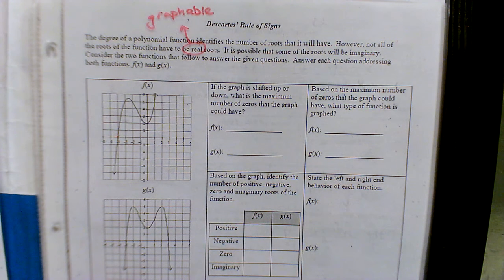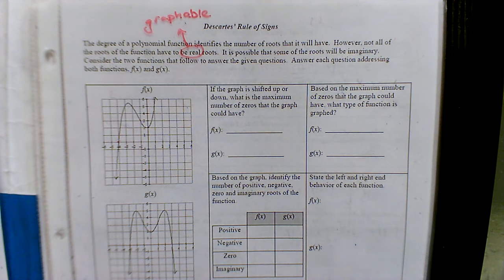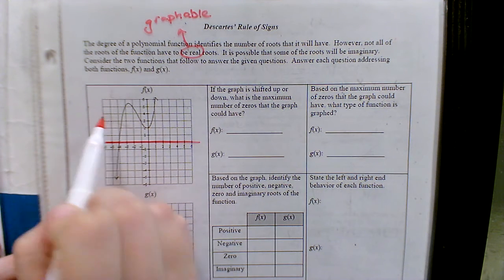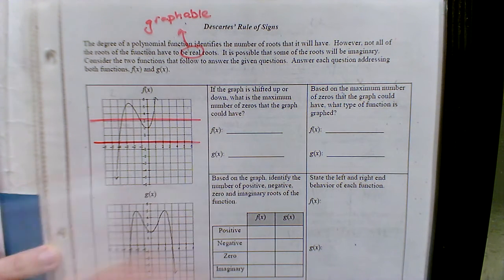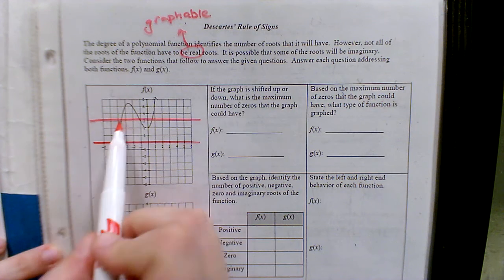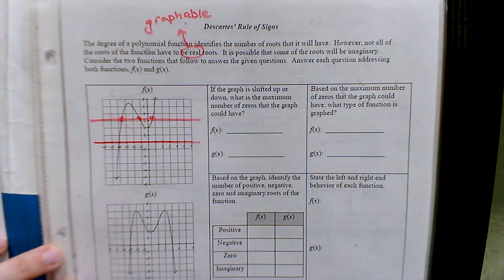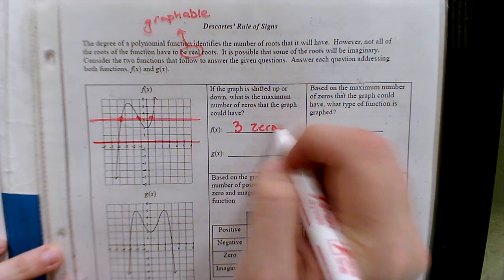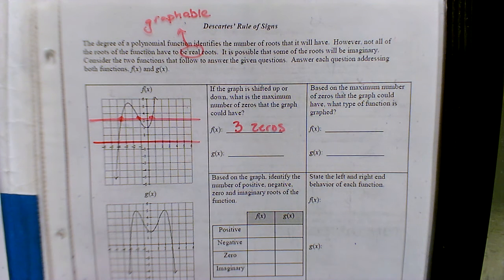What do you think, Maddie? 3, right, okay. Or instead of moving the graph, what if you thought about moving the x-axis? Instead of the x-axis being here, what if you moved it up here? Okay, you shifted it. Wouldn't it cross 3 times, right? Okay, so we'll have 3 x-intercepts, or 3 zeros in that case.